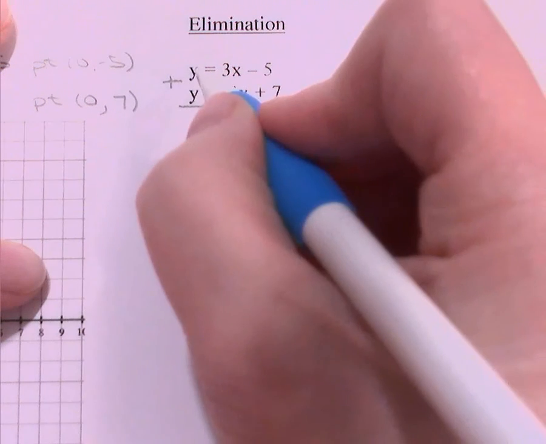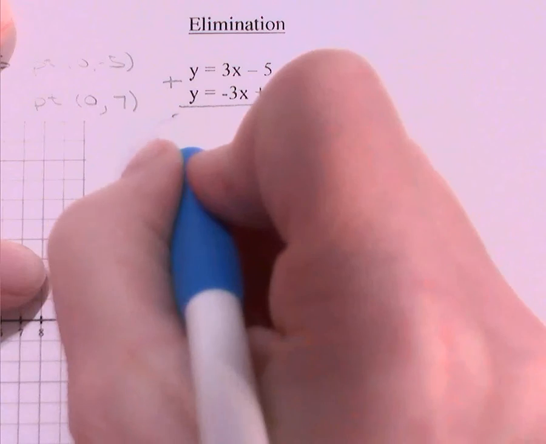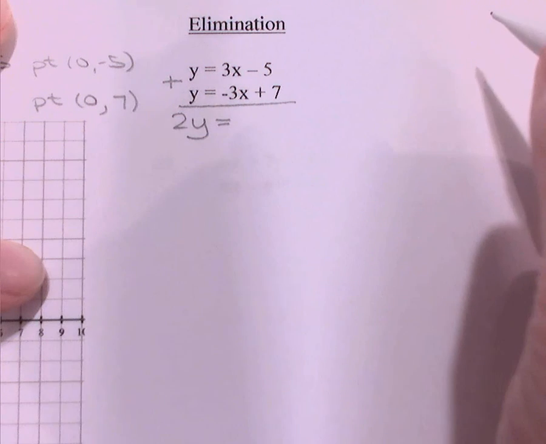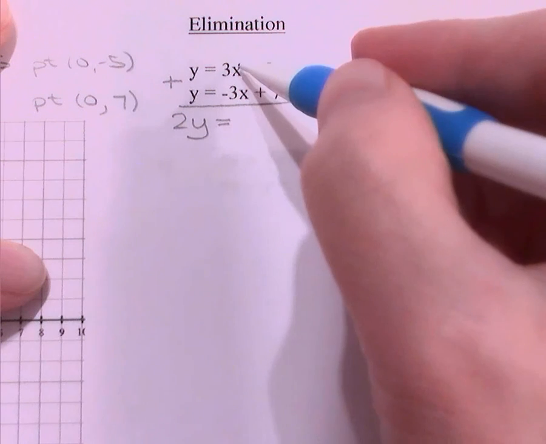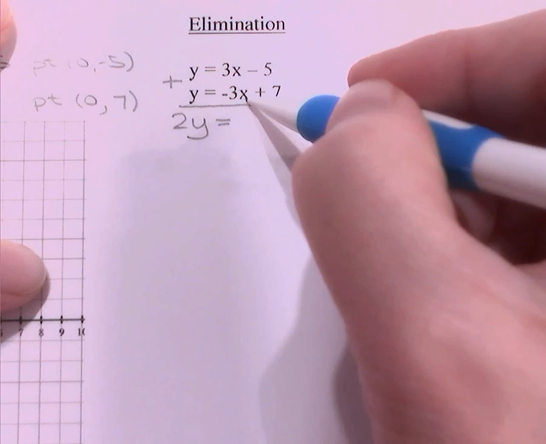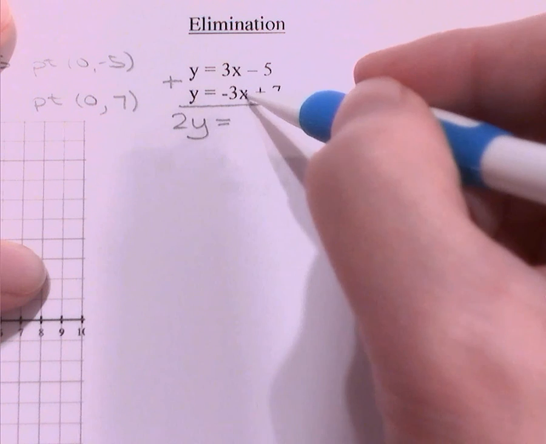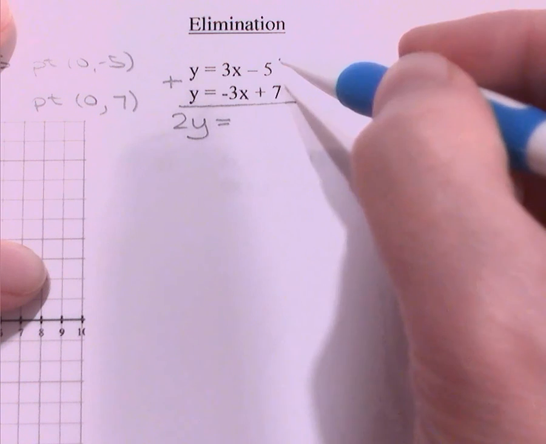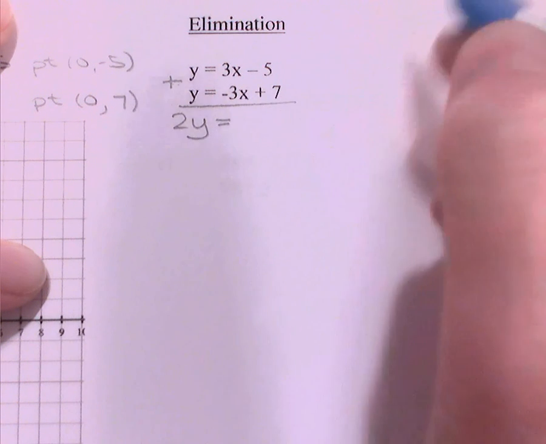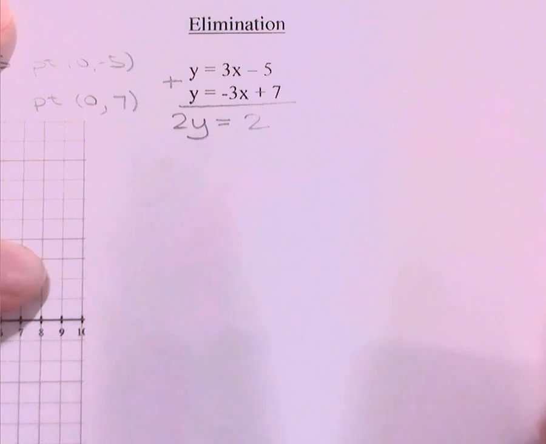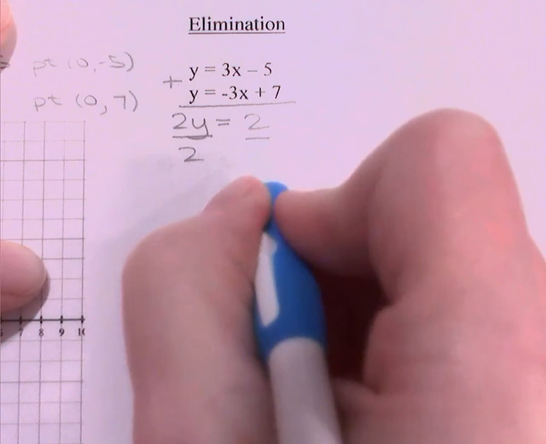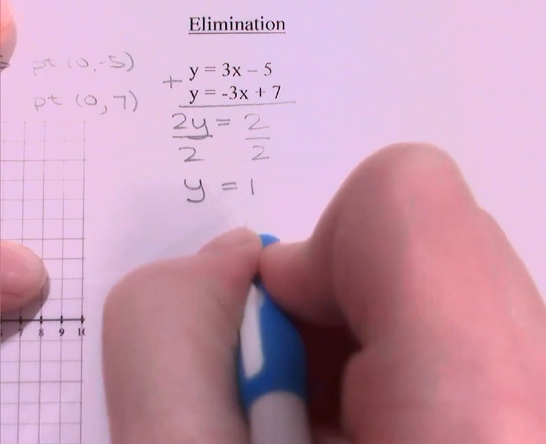So I can do y plus y is 2y, and then I write equals. I have 3x plus minus 3x. So I have 3 plus minus 3x, which is 0. And then I have minus 5 plus 7. So I have 2. Then I can divide both sides by 2, and y is equal to 1.